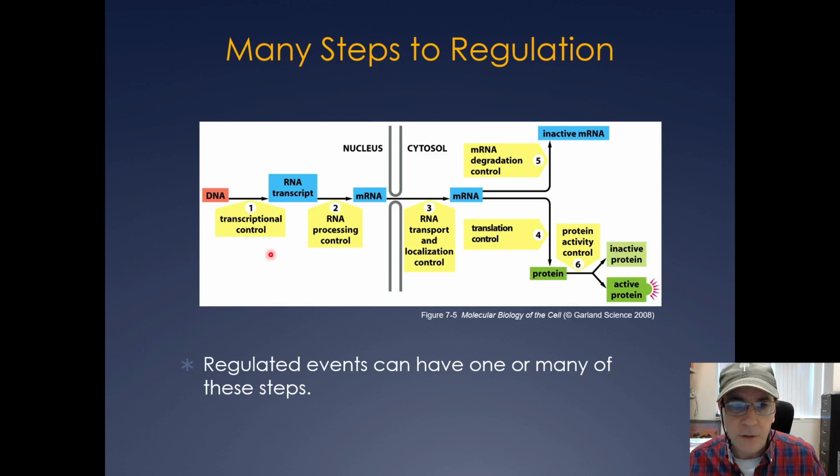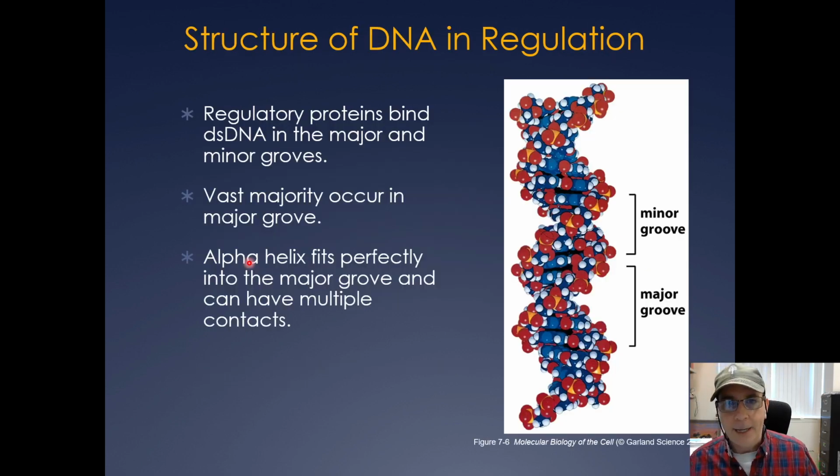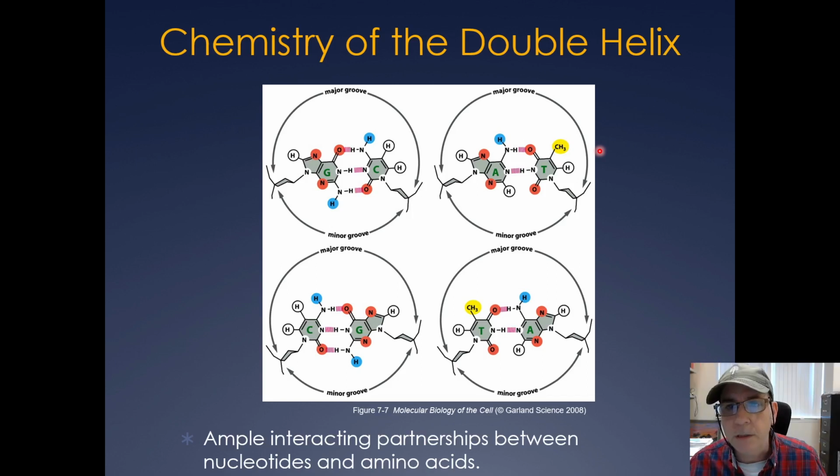But if we focus in just on the transcriptional control, we need to go back and look at DNA, okay? Because the regulatory proteins actually associate with the DNA, and oftentimes they associate with the major groove, okay? So it turns out that an alpha helix can fit perfectly in this major groove, and the amino acid side chains can interact with the bases in DNA, right? And that's how you get transcriptional control. And part of it has to do with the chemistry of the double helix.